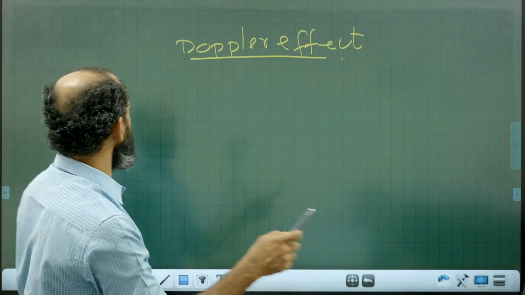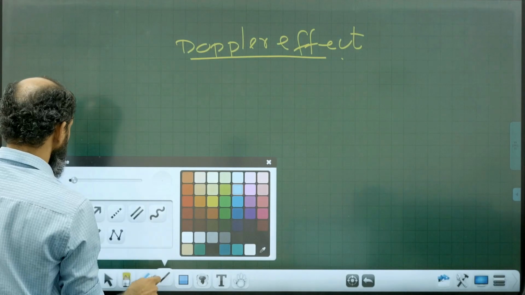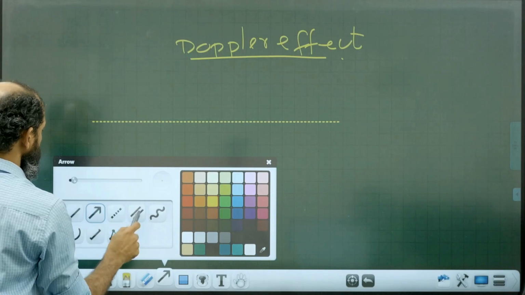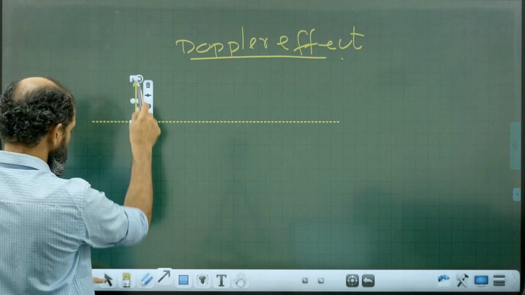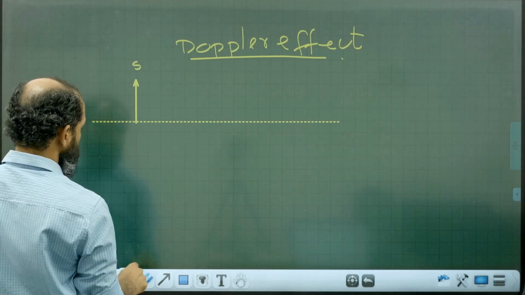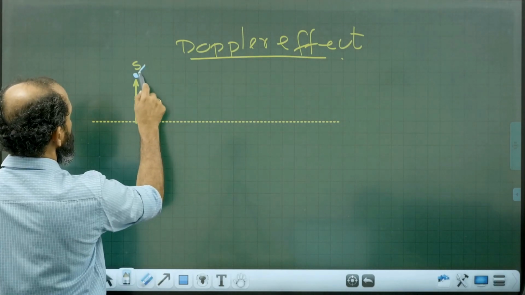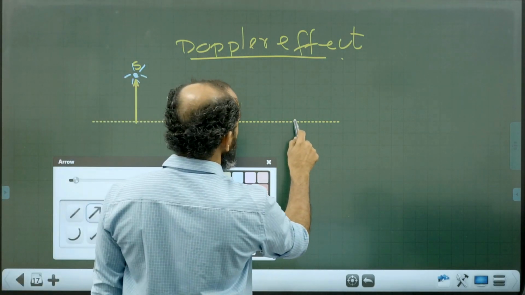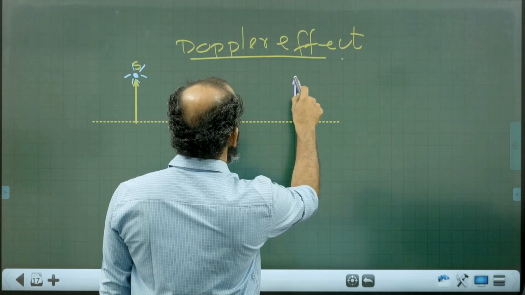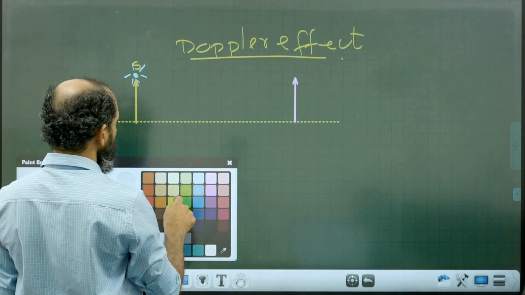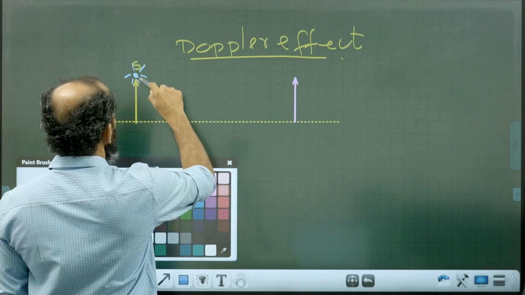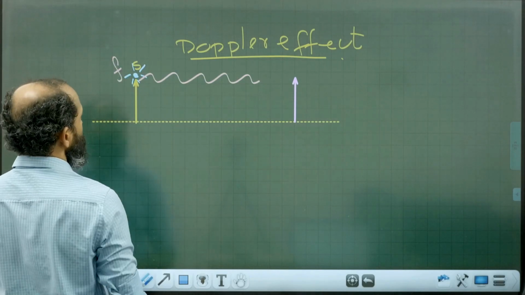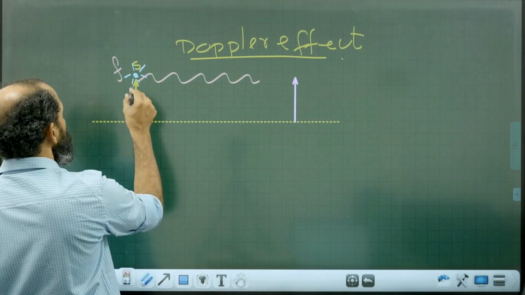Suppose you have a source of sound here. The source is producing sound in all directions. We have a listener also. The listener is here, at the same level, and receives the sound. The true frequency of the source is f.